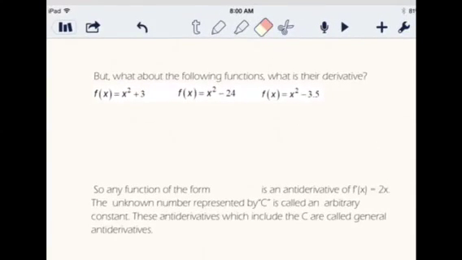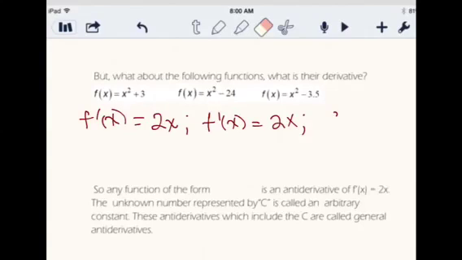Now, what about these following three functions? What is their derivative? The derivative of x squared plus 3 is 2x. The derivative of x squared minus 24 is also 2x. The derivative of x squared minus 3.5 is shockingly also 2x. So what does this lead us to conclude? Something that's a little bit weird, right?